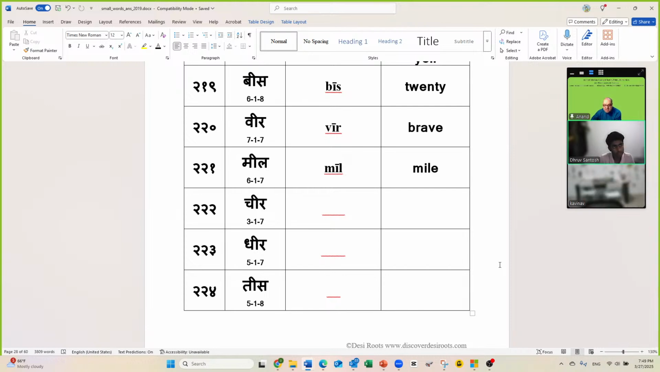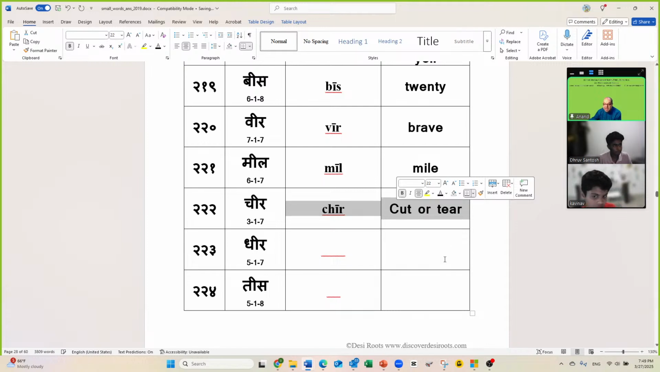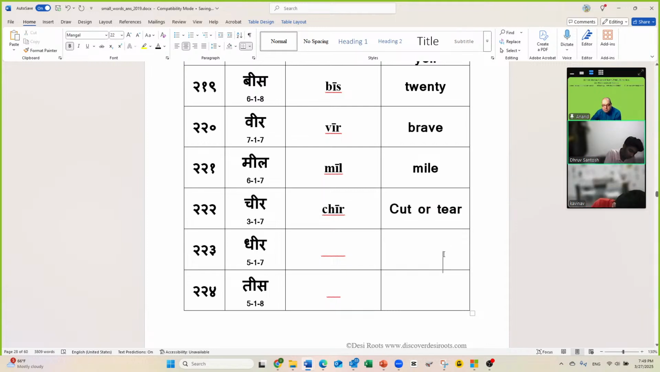Okay, Kavina, next word. Cheer. Cheer is to tear something or cut it. Now, cheer is not a word which is commonly used. The common word for tearing we use is fadana, but cheer is very important in Mahabharata. Both of you know the story of Mahabharata a little bit. In Mahabharata there is an incident where they try to tear Draupadi's sari.